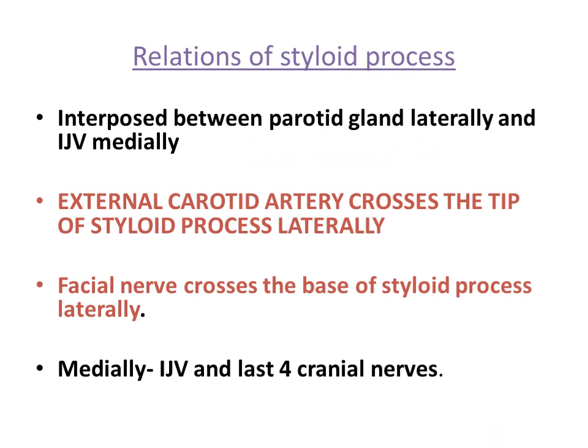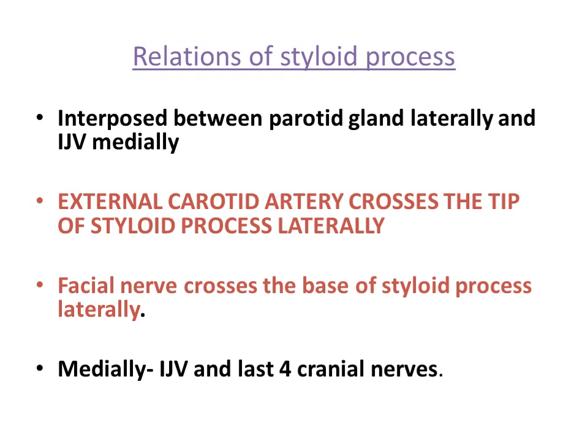Important relations of the styloid process. The styloid process lies between the parotid gland laterally and the internal jugular vein medially. The external carotid artery crosses the tip of the styloid process laterally. The facial nerve crosses the base of the styloid process laterally. So, the external carotid artery crosses the tip, whereas the facial nerve crosses the base of the styloid process.